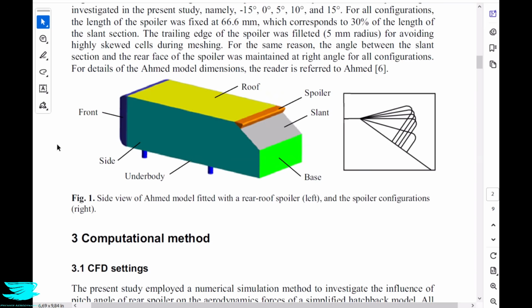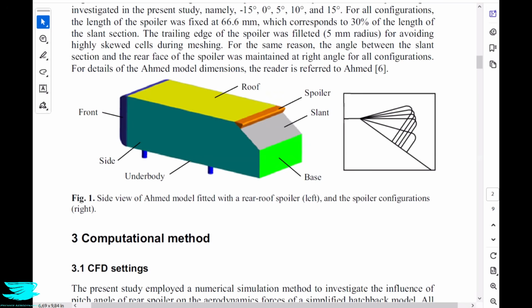Another major advantage of this spoiler is that if you didn't have it, the flow will likely separate as it reaches the rear window. Even on the gentler slopes of the rear windows of hatchbacks, they're still way too steep for the flow to stay attached, so it separates. So you might be thinking, well, big deal, you get separation there, and if you put this spoiler on, you'll still get separation, so what's the big difference?